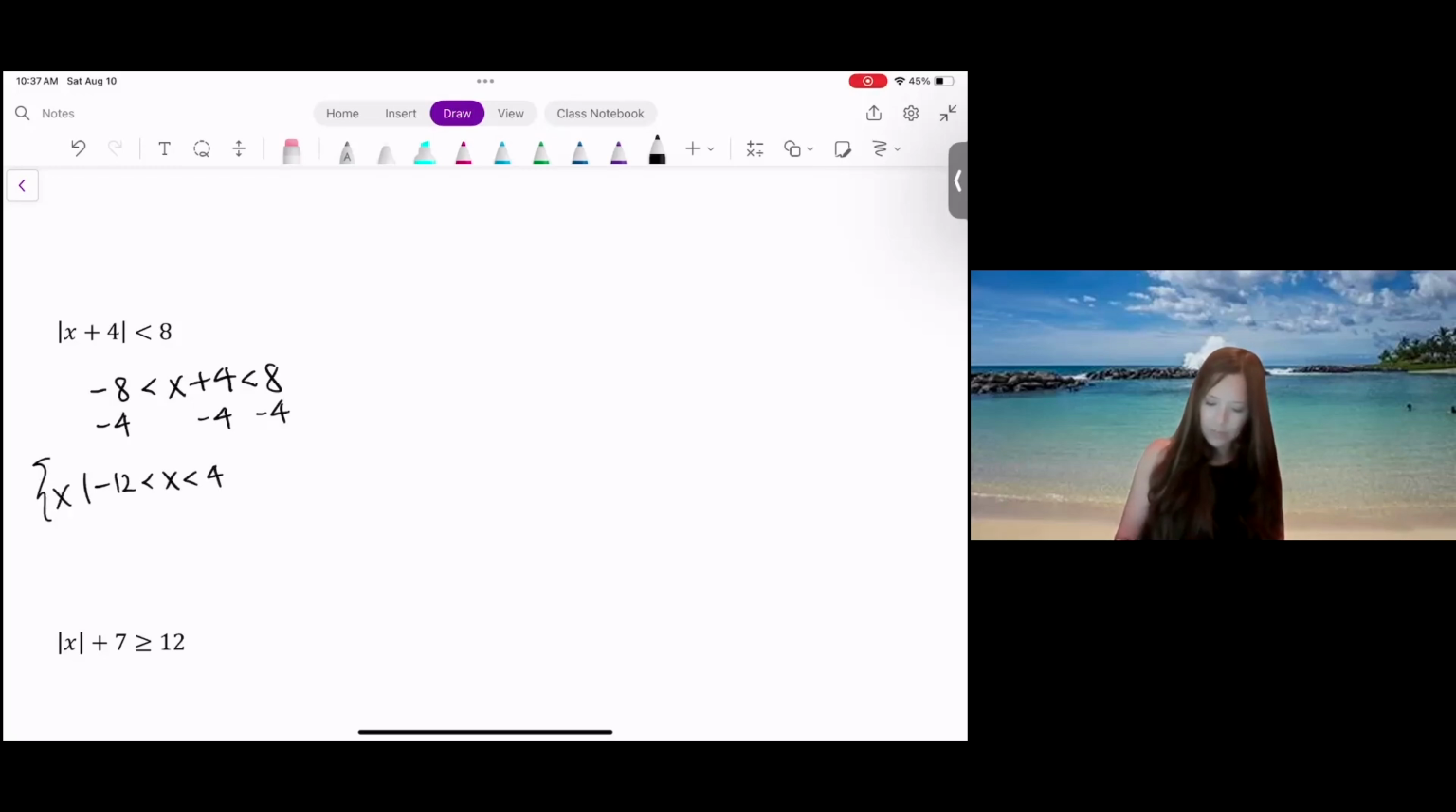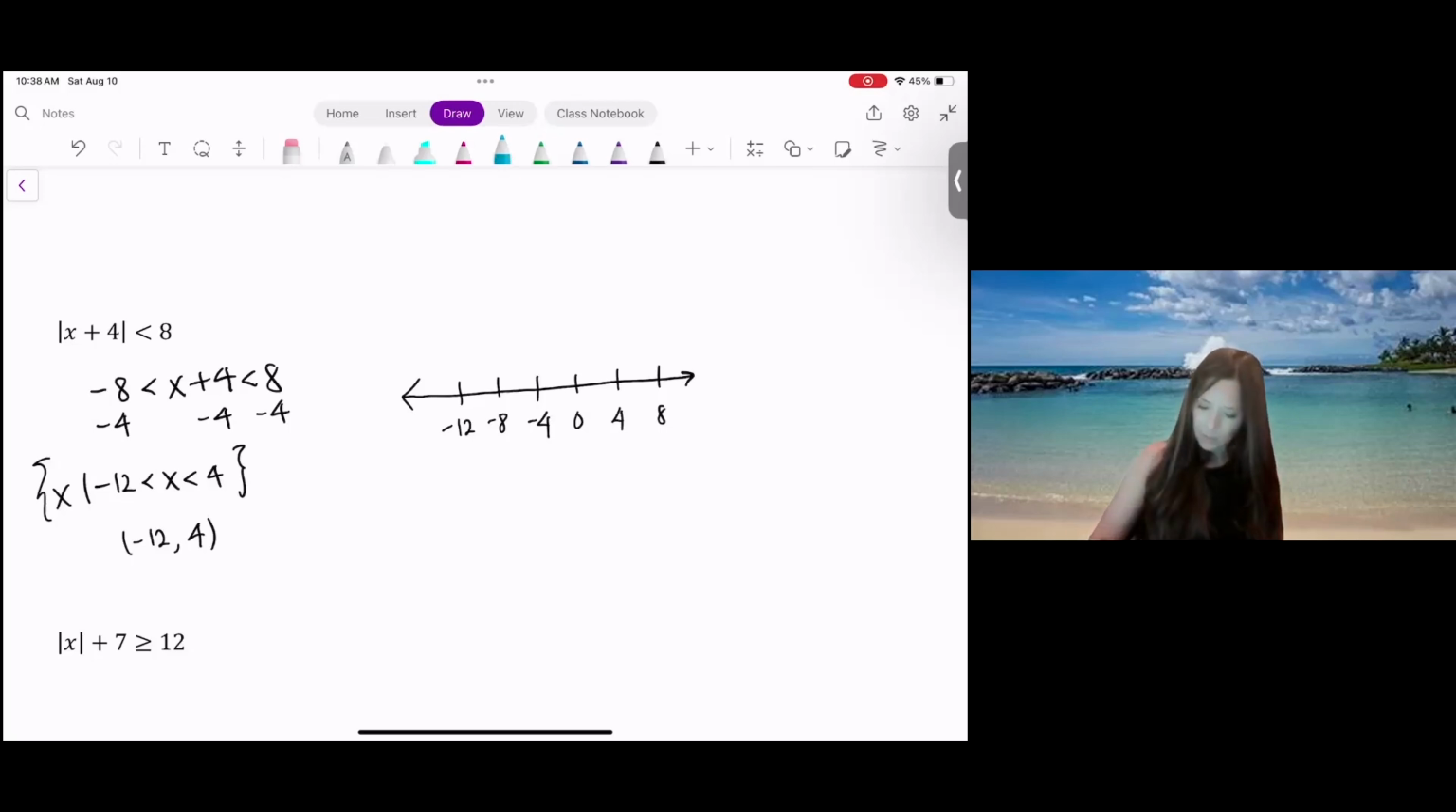Set notation, interval notation. Always write from least to greatest. And then if I was to graph this, if I was to graph using parentheses, that would look like this. And with dots, it would be open circles. Okay, and that would be on the graph. Just depends on, again, the method that your instructor is asking.